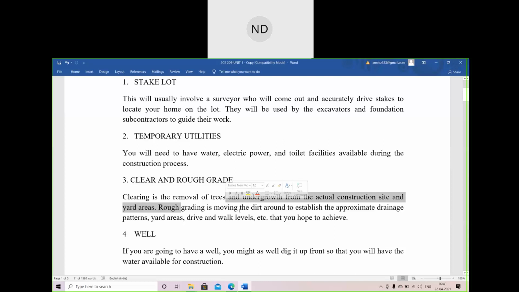Okay, you will clear the site, and then what will happen? Any trees, any undergrowth, any hindrances, you will remove all those things. That is nothing but your clear and rough grade.